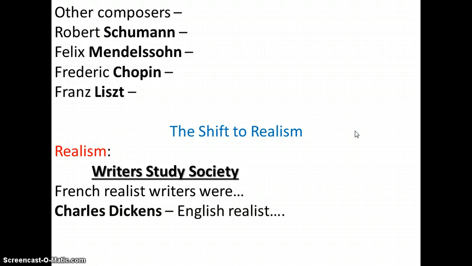French realist writers were Honoré de Balzac, B-A-L-Z-A-C, and Émile Zola, E-M-I-L-E, capital Z-O-L-A. They showed life in France among the working poor, and they showed scandals too, which shocked French society.